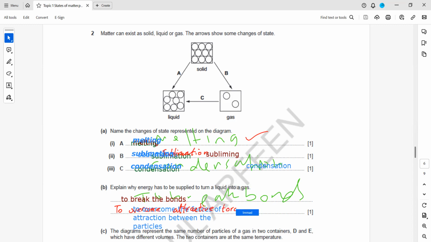Why is energy supplied to turn the liquid into a gas? So energy is needed to break the bonds or overcome the attractive forces. That's good. Overcome the attractive forces between the molecules.